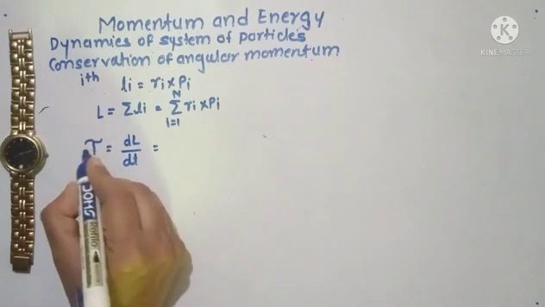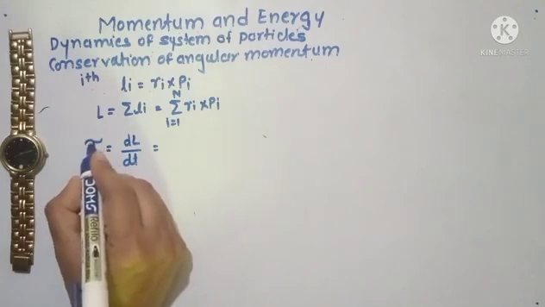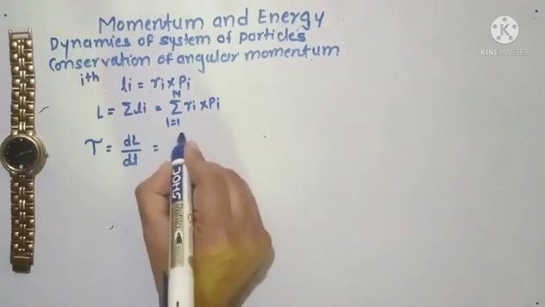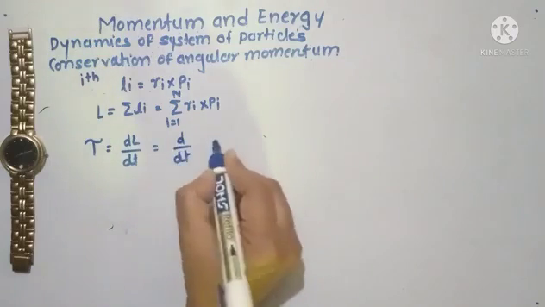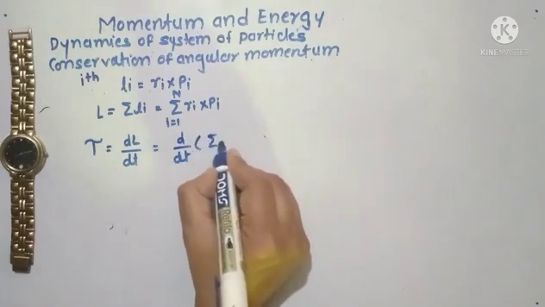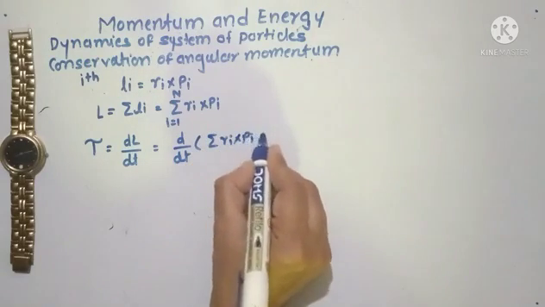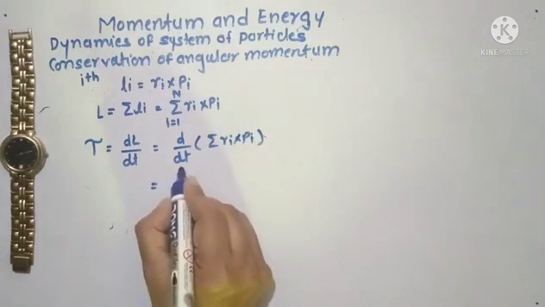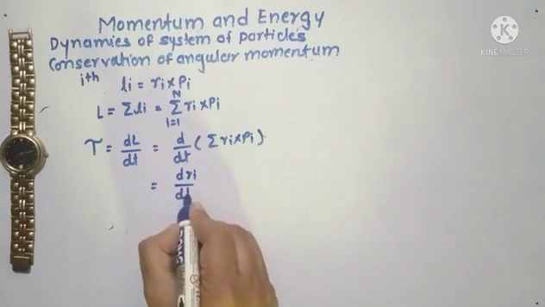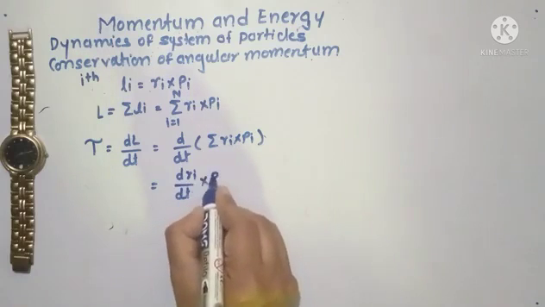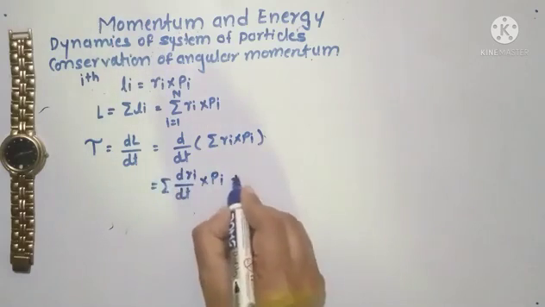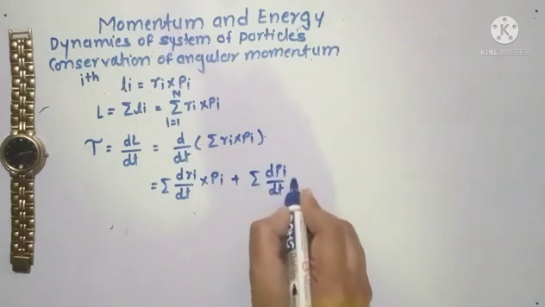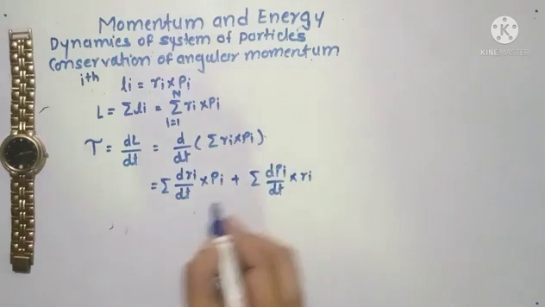So this is the total external torque acting on a system of particles, and which can be given as dL upon dt. So I can write it here, d by dt of summation of Ri cross Pi. If we solve this, it will be summation of dri upon dt cross Pi plus summation of dPi upon dt cross Ri.